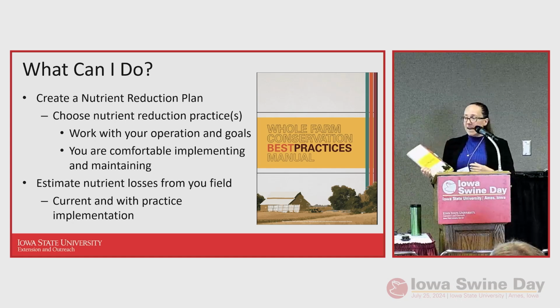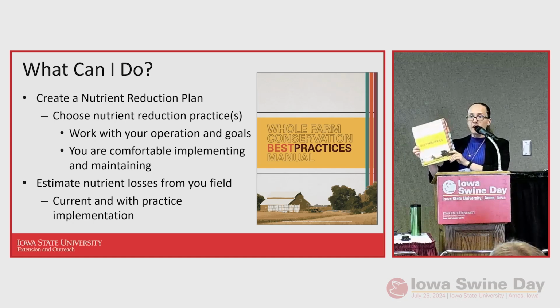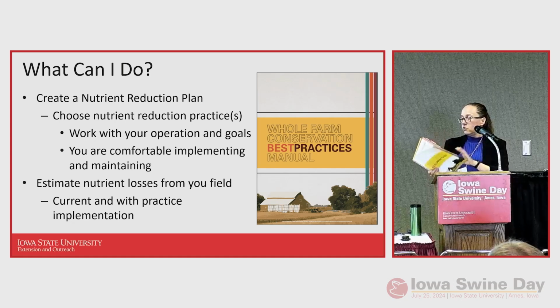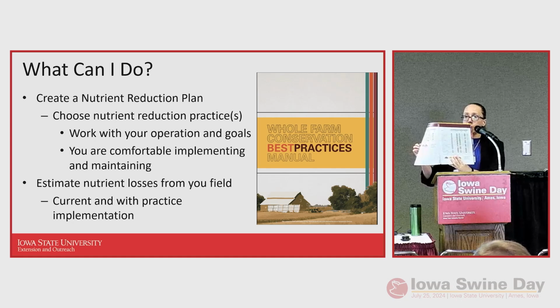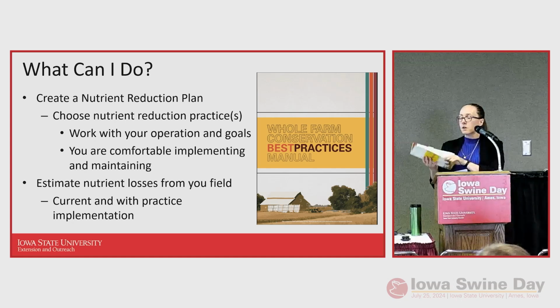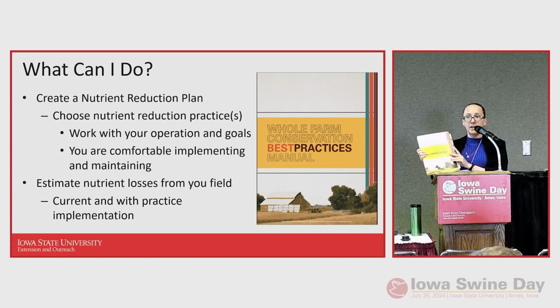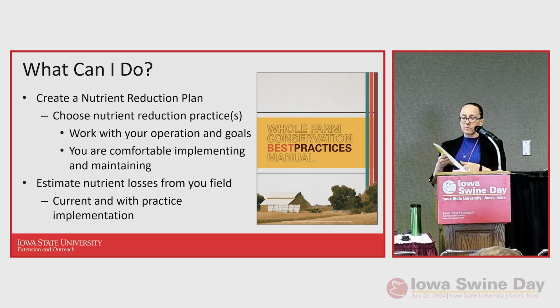So I'd recommend taking a look at the Whole Farm Conservation Best Practices Manual. This is designed so that there is a table at the front that gives you a quick overview of, do the practices work for nitrogen or phosphorus reductions? And then the rest of it is a series of, usually about 1 page in length, written descriptions of what each practice is.